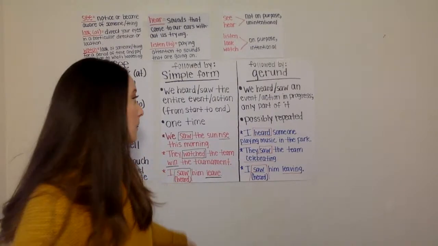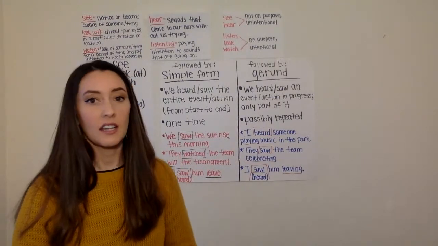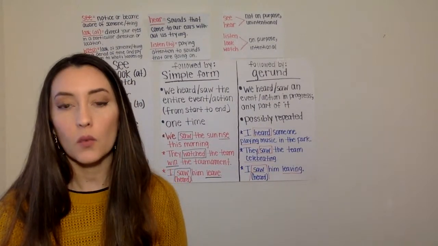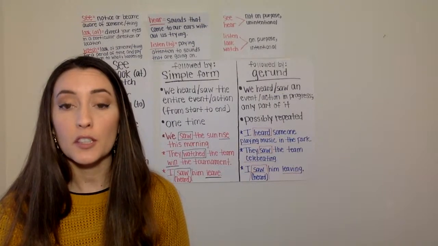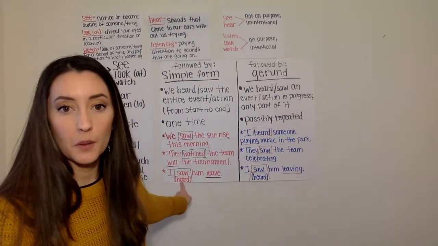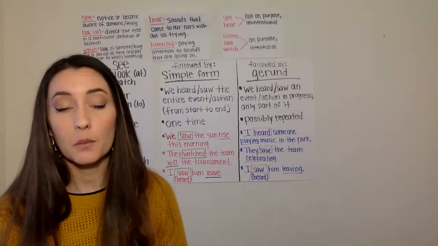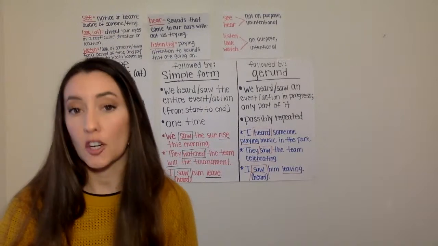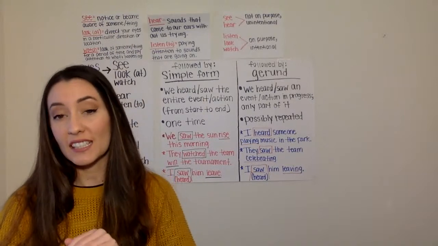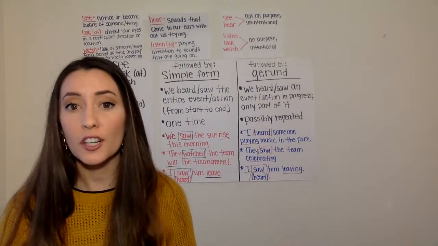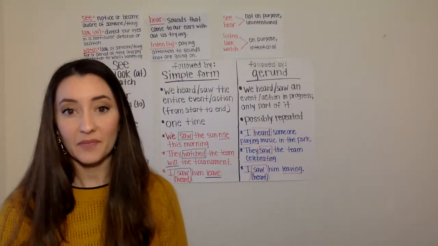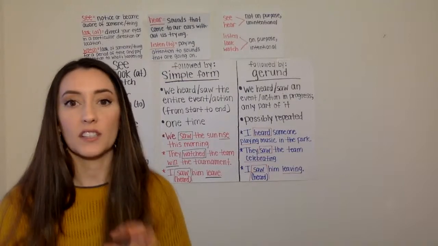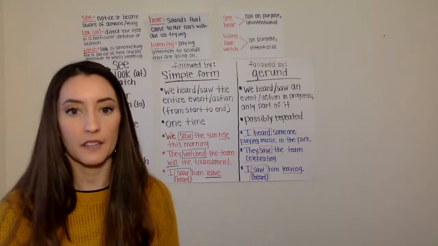Okay, another example, they watched the team win the tournament. My verb of perception is watched. My second verb, win, needs to be in the simple form. Why? This means that we arrived before the game started. We sat and watched the entire game until it was over and the team won, okay? We watched, or they watched, the team win the tournament.